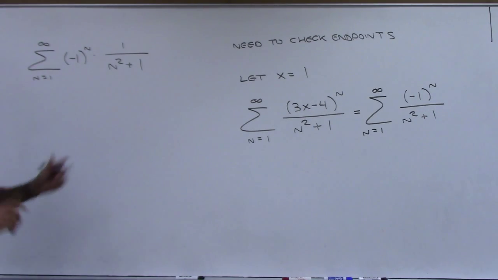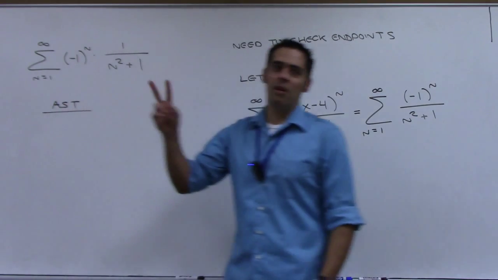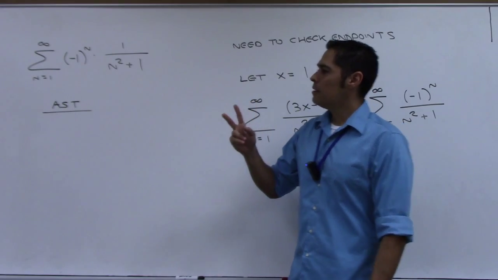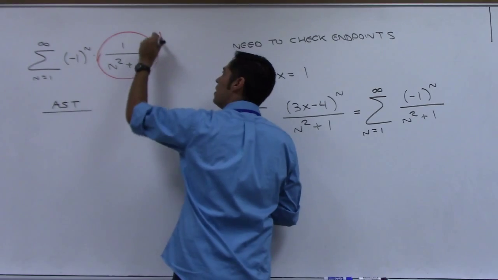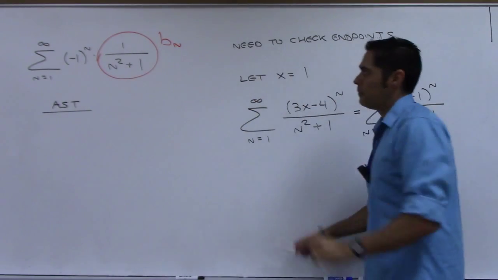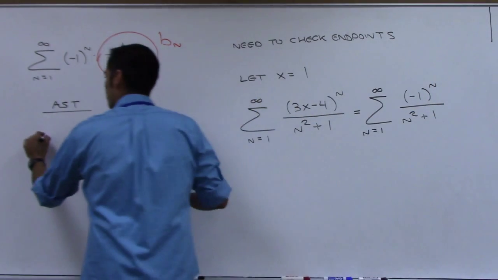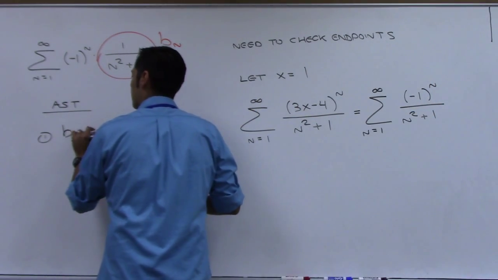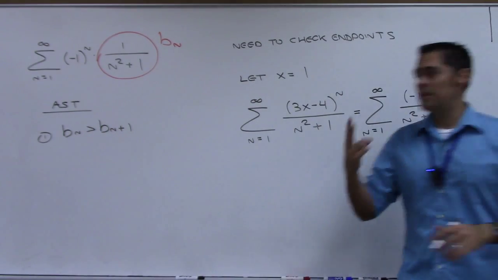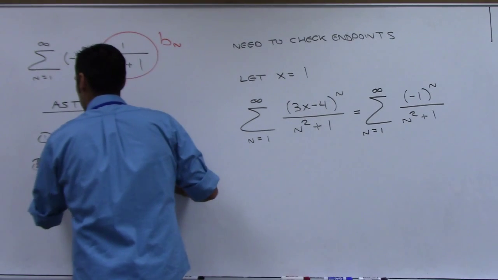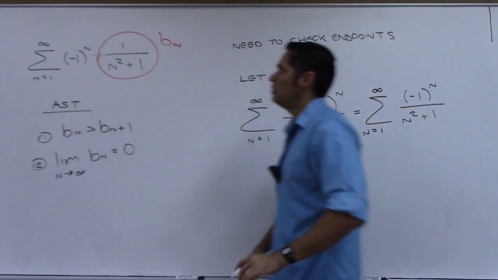So now you have to call on that alternating series test. And you have to remember the two things you have to show for the alternating series test. What are they? You have to identify the part of the series which we call b sub n. And you have to show that, one, b sub n is greater than b sub n plus 1, which means you have to show it's a decreasing sequence. And the second thing you have to show is that the limit as n goes to infinity of b sub n equals 0. Right?